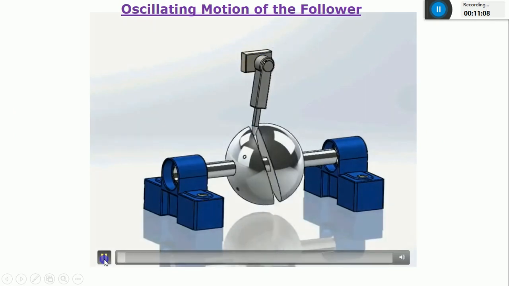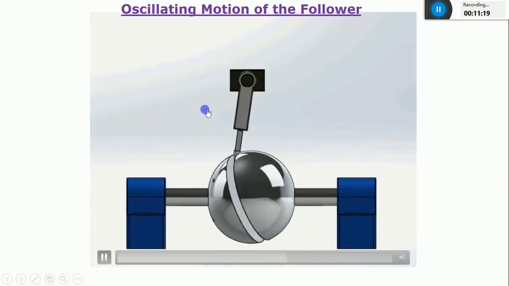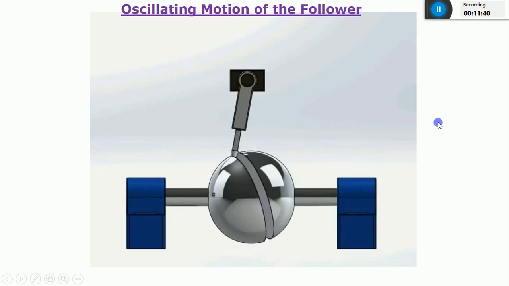Just watch this video. So you can see the input motion is a rotary path, okay, and the output motion is oscillating type. Okay, the follower is oscillating. You can see here it is oscillating from left to right and right to left. So this particular type of cam and follower is called an oscillating type cam and follower, right? So mainly I wanted to differentiate between the reciprocating type and the oscillating type, so that I can define what is exactly a cam.